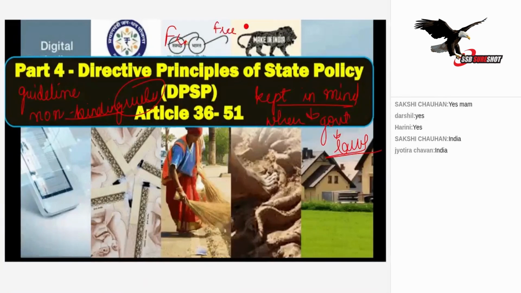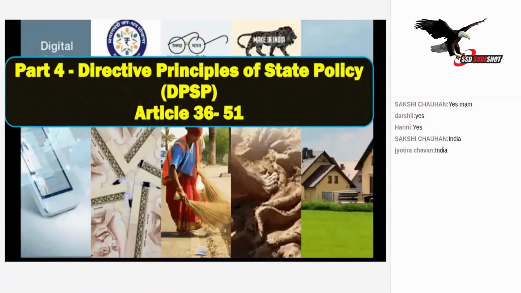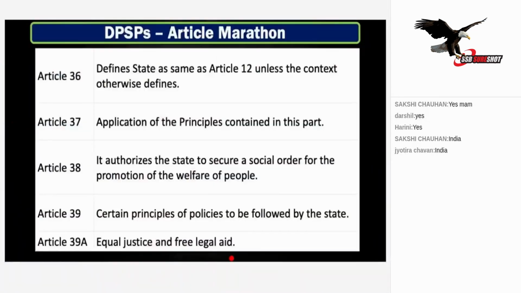For example, free legal aid. There is a DPSP that says free legal aid. Now, if government is making any law related to advocates, government has to remember that free legal aid should be considered. Free legal aid should be one of the provisions of that act. But again, please remember it's non-binding. Now, DPSPs are there in Part 4 of the Constitution, from Article 36 to Article 51.